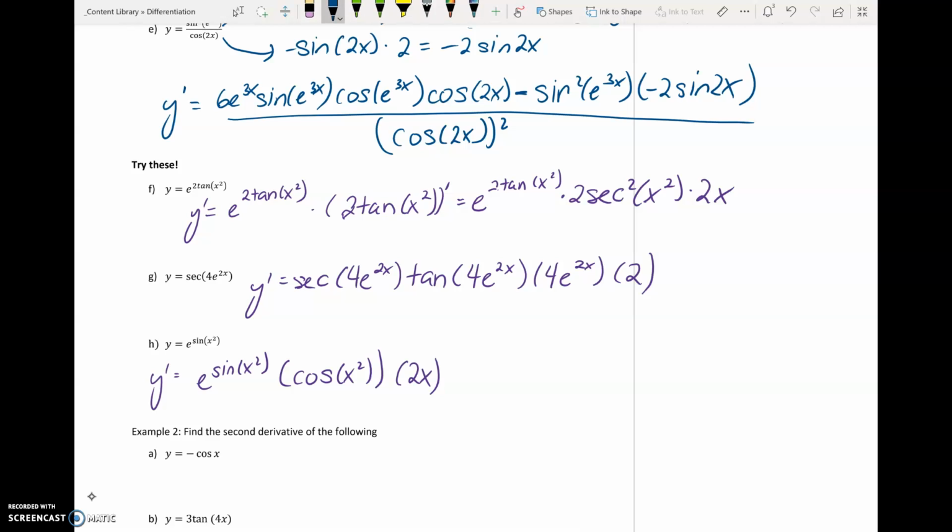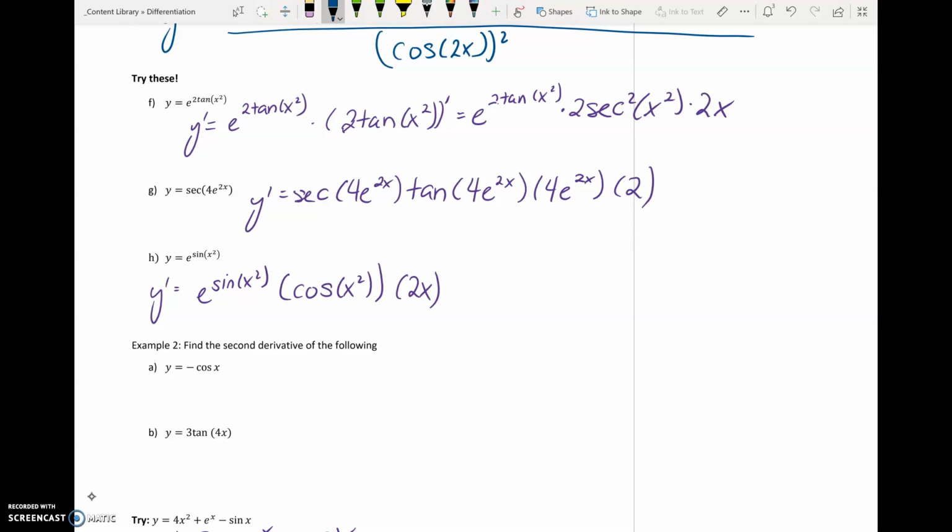Lastly, again, because we have a function of e, taking the derivative of e, it will look the same. So it's e to the sine x squared. Then we're going to take the derivative of sine, which is cos, leave the x squared alone. Then lastly, take the derivative of x squared, which is 2x.